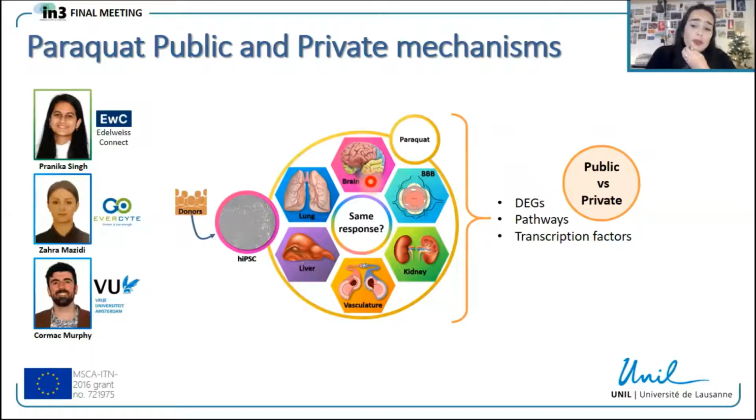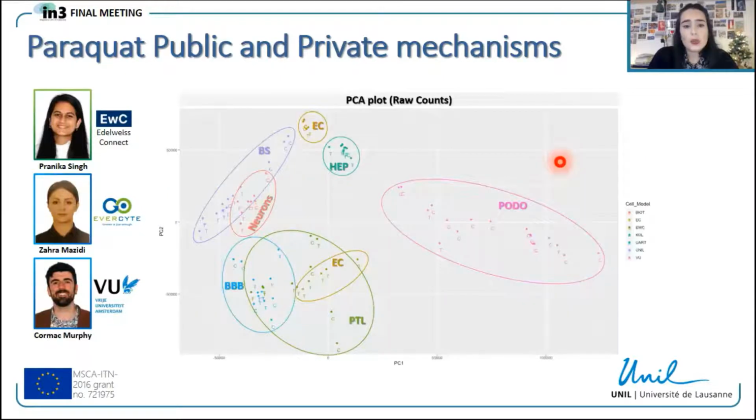So with the data coming from the TempoSeq, we can extract the differentially expressed genes, the pathways that these genes are linked to, and the potential transcription factors being affected by these differentially expressed genes in the data from these different models, to try to understand what could be the public and the private responses to Paraquat per organ. So when we plot the different controls and treated samples of the different models, we see that they cluster together based on the cell type they are, so podocytes, hepatocytes, endothelial cells, brain spheres, neurons, BBB cells, and PTL.